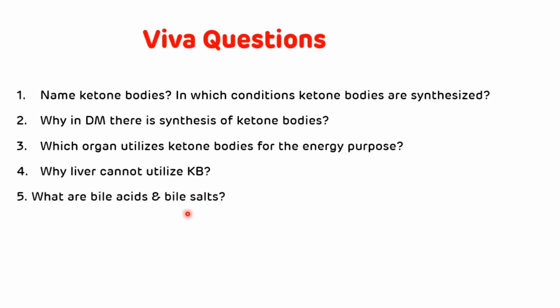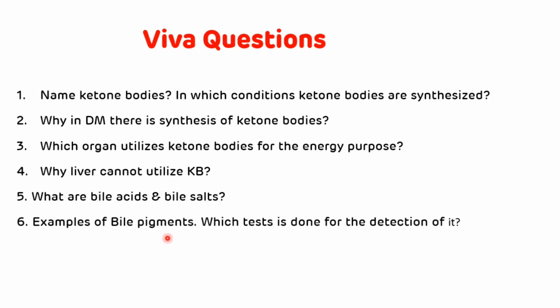What are the bile acids and bile salts? Bile acids are of two types, primary bile acids and secondary bile acids. Examples of primary bile acids are cholic acid and chenodeoxycholic acid, and examples of secondary bile acids are deoxycholic acid and lithocholic acid. The bile salts are the sodium and potassium salts of taurocholate and glycocholate. Examples of bile pigments and which test is done for their detection? Bile pigments are bilirubin and biliverdin, and Fouchet's test is done for the detection of bile pigment.